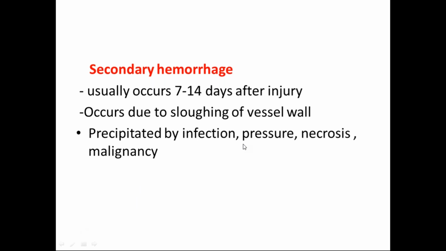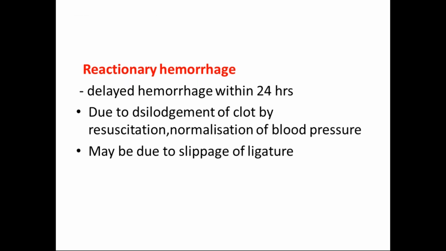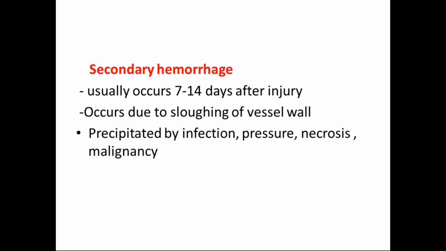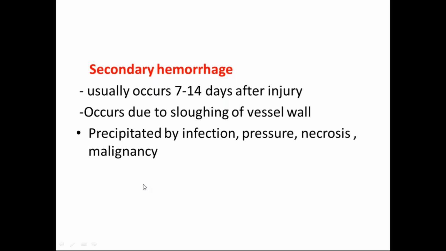So remember, very important, these definitions. Primary hemorrhage usually occurs immediately due to an injury. Within 24 hours, reactionary hemorrhage. 7 to 14 days, secondary hemorrhage. Reactionary hemorrhage is caused by slippage of ligature. Secondary hemorrhage is because of sloughing of the vessel wall. These are the important differences and important definitions you must know.